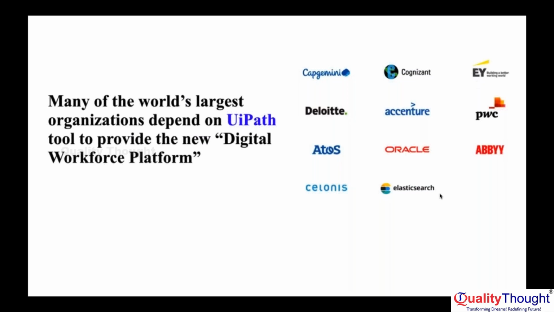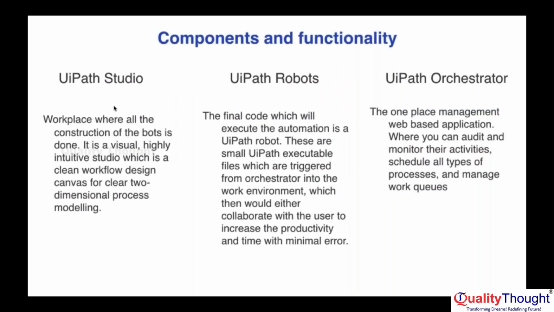And yes, I'm moving towards the end of this course. So you have 3 major components. One is your UiPath Studio. The studio is a workplace where all the construction of the robots is done, where all your coding and building is done. This studio is the place where you will build your robots and test. It is a development environment, and it is similar to your Visual Studio.